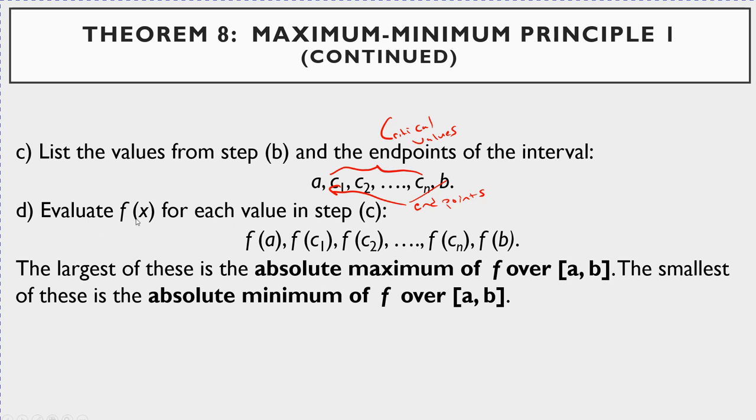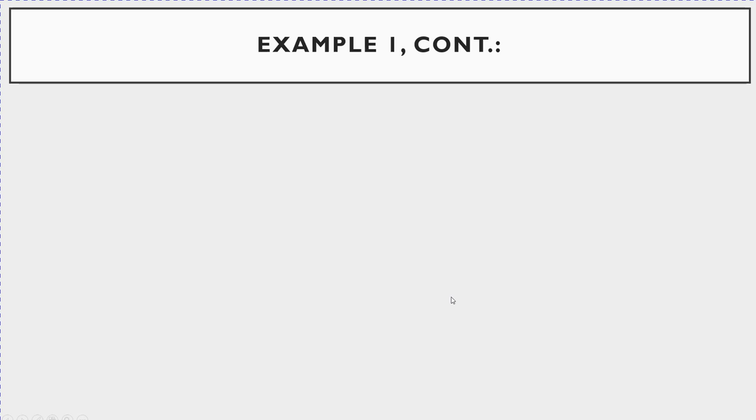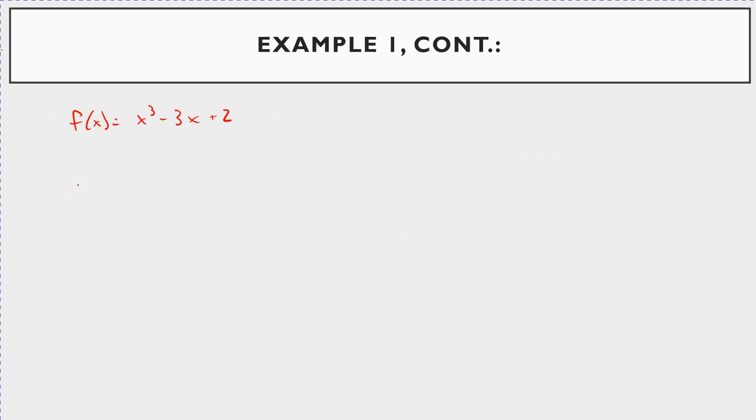Okay, so now what we have to do is each of these 4 values that we just found, we have to plug into the function. So our function was, again, f of x is equal to x cubed minus 3x plus 2. So look, you're going to take these values here and plug them in. So you're going to plug in f of -2, f of -1, f of 1, and then f of 3/2.